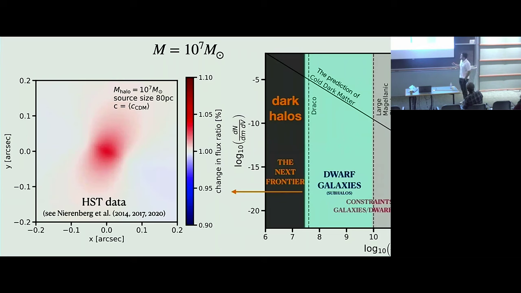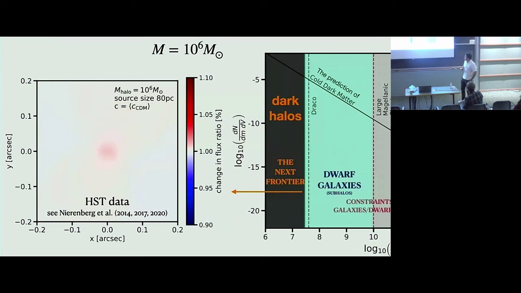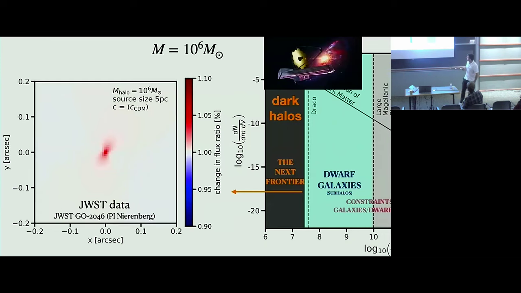The percent that the presence of this halo changes the brightness of an image depends on the source size. In this case, the source is extended by around 80 parsecs. This is what we can get with current existing data with the Hubble Space Telescope. We select these kinds of extended sources because the flux ratios of these lenses will not be microlensed. They will be millilensed by these low mass dark matter halos, but not microlensed. As you get down to 10^6, for this kind of source, it's too extended and we don't really detect these objects. However, this will now change.